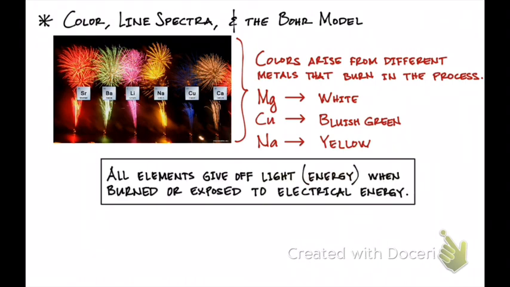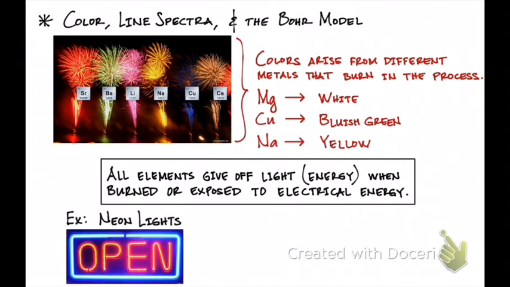And all elements in the periodic table give off light, which is energy, when burned or exposed to electrical energy or other sources of energy. Heat, for example, is a source of energy. So when you burn a metal, it produces a specific color.